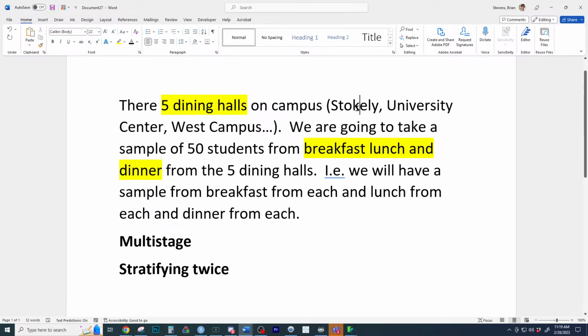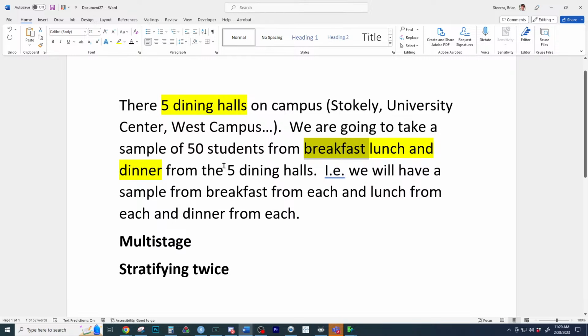So we're not taking everyone from the dining hall. Nowhere does it say we're going to talk to everyone at Stokely. Nowhere does it say we talk to everyone at breakfast. We are just taking representative amounts from breakfast, lunch, and dinner from the 5 dining halls. This way we get a good view of how each group views breakfast at each dining hall, how each group views lunch at each dining hall, how each group views dinner at each dining hall. So this is meant to be representative, not meant to speed it up.